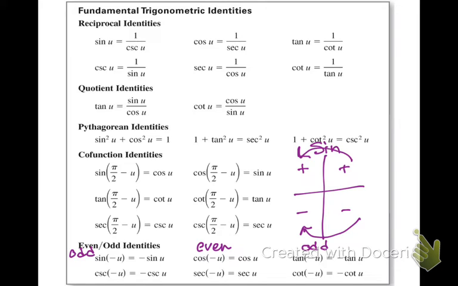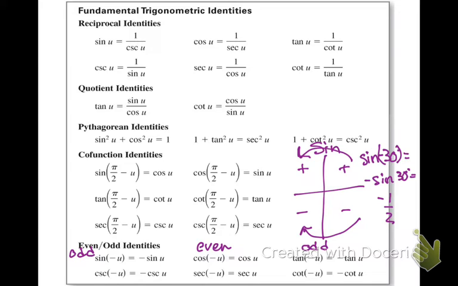And what that means for you is basically the sine of negative 30 degrees is equal to the negative the sine of 30 degrees. Which you should know the sine of 30 degrees is what? 1/2. So it's negative 1/2. That's what that means. Yes, it is. 30 degrees is pi over 6.